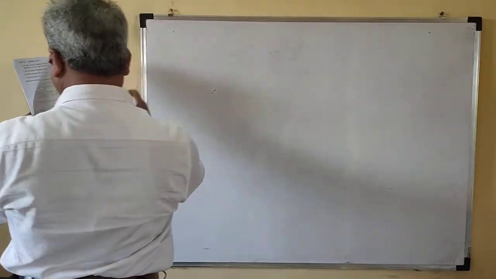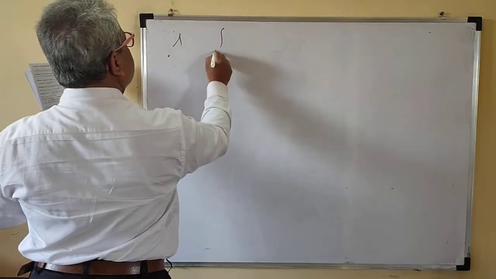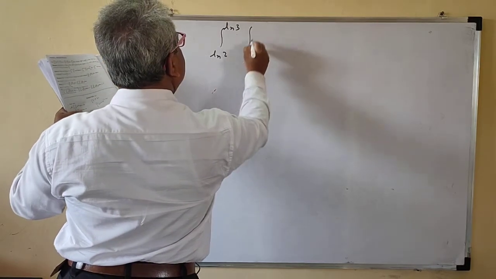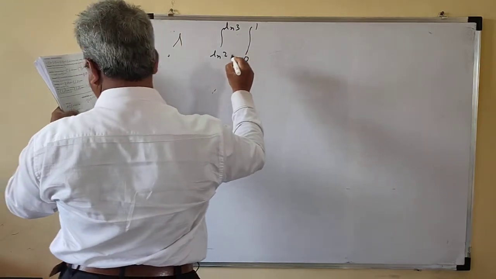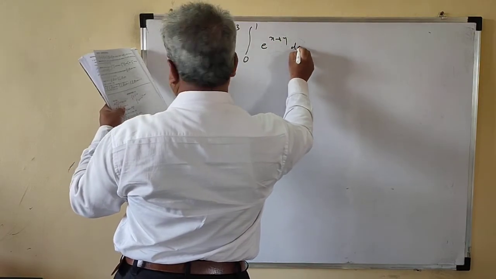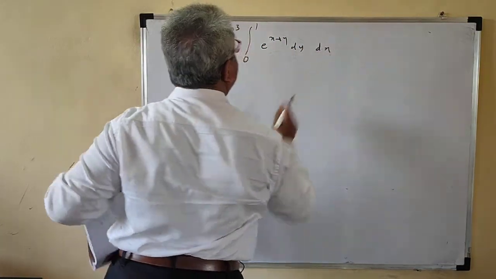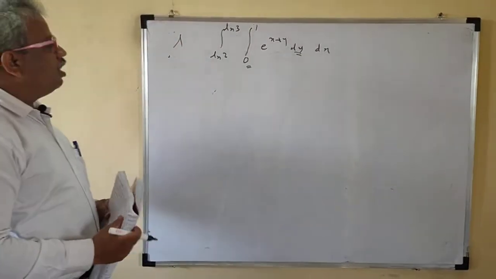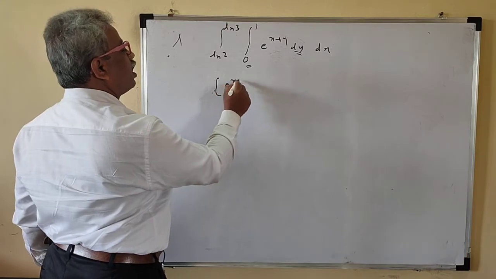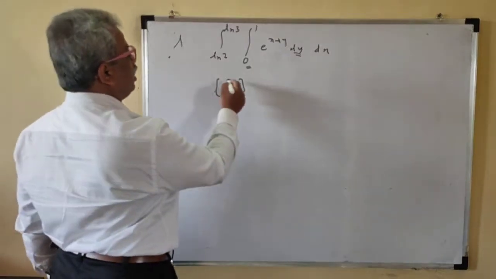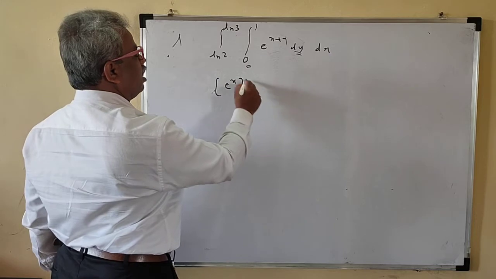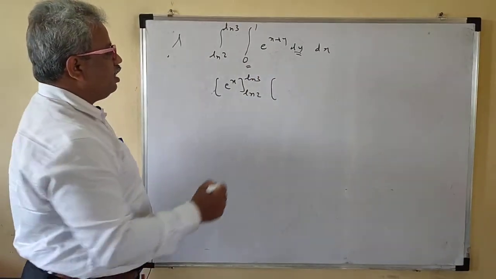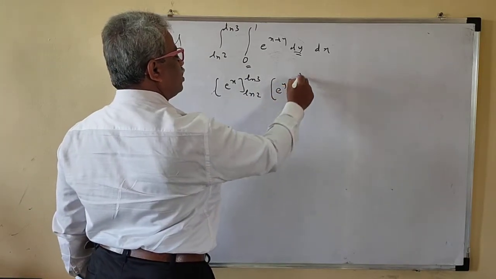Now next, integration of ln 2 to ln 3, 0 to 1, e raised to x plus y dy dx. So this is dy here, that means these are the limits of y. So I can integrate. Integration of e raised to x is e raised to x, limits ln 2 to ln 3, into e raised to y, the integration of e raised to y is e raised to y, limits 0 to 1.